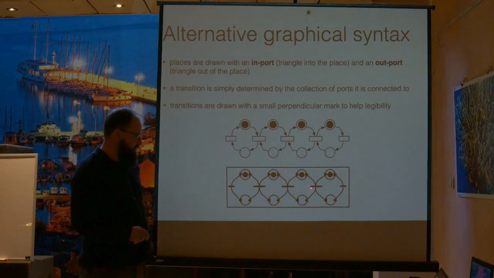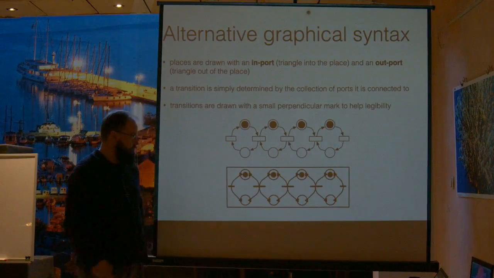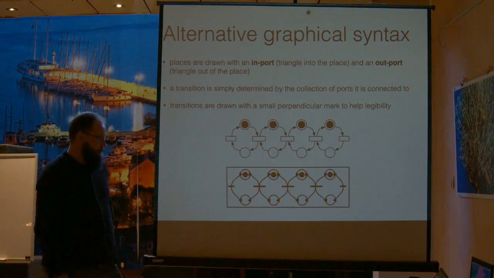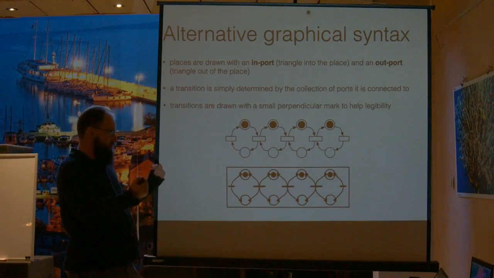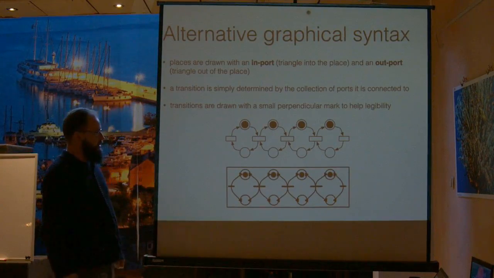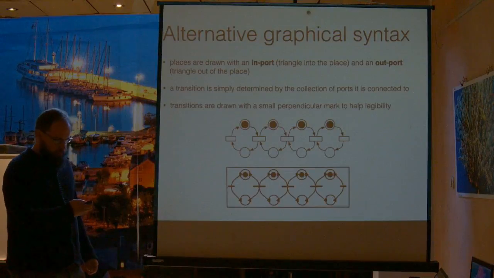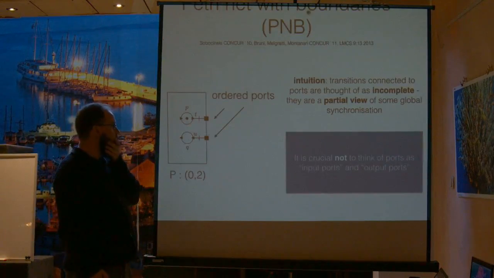A collection of links gives you a transition. So here, this is a transition which connects to the out port of this place, the input of this place, the input of this place, and the output of this place. And you see that basically it captures the same information as in this notation, but the transition itself somehow is not directed. It's just connected the right way to the in or the out ports of the places.